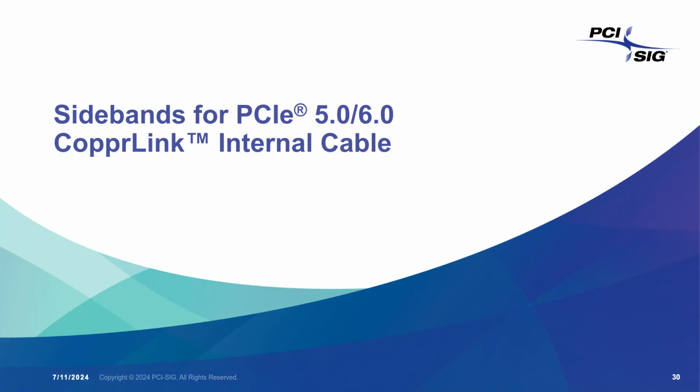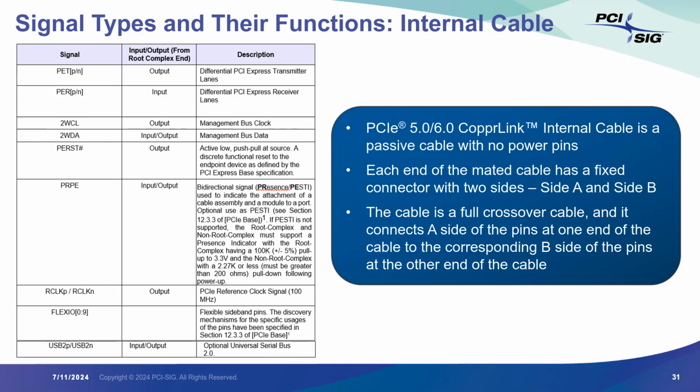So we'll start by looking at the internal cable, although a lot of these definitions do apply to both internal and external use cases. This table is a summary of the pin map for an internal assembly, the high-speed as well as the control plane signals. It's important to note that the internal CopprLink assembly is a purely passive cable with no power pins, no transmitted power, even locally to the connector interface. It does have connections on both sides that connect A to B. Every signal transmits from side A to side B.